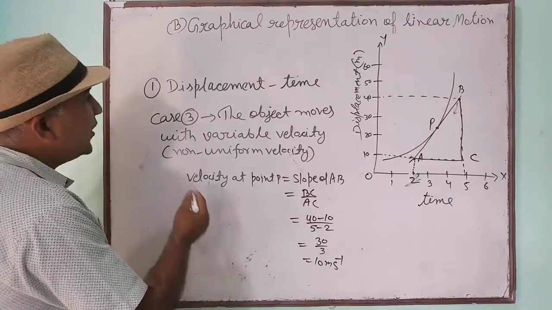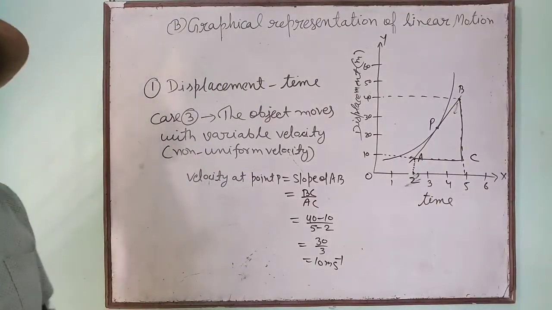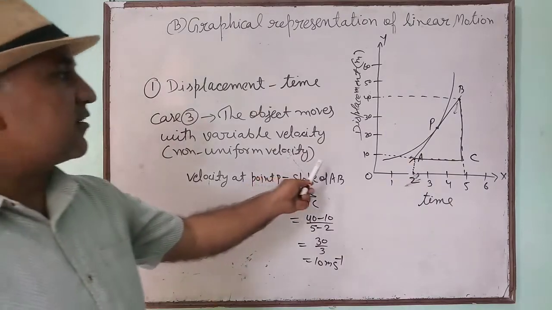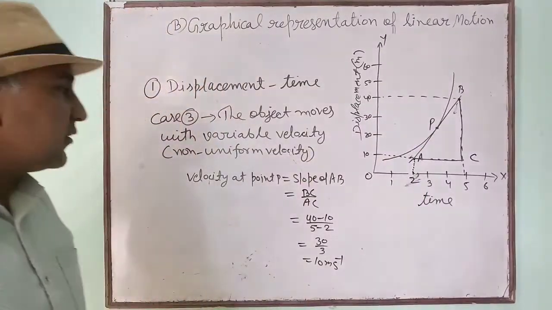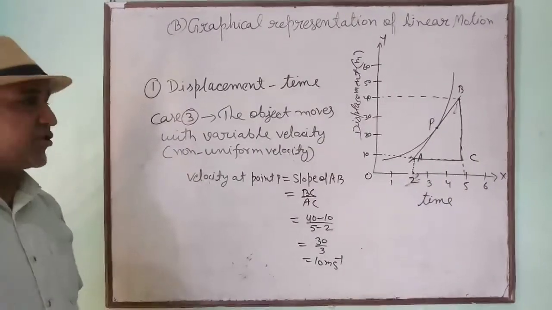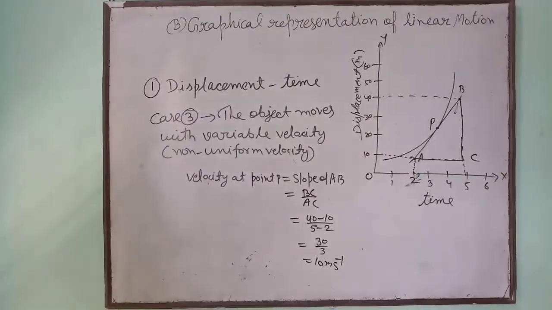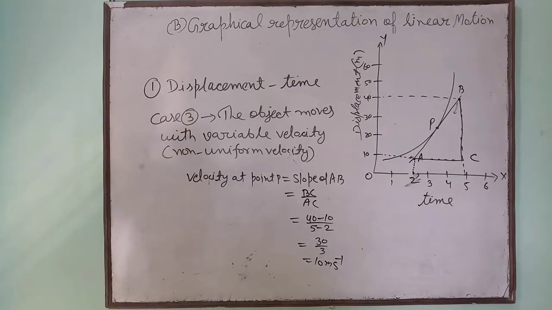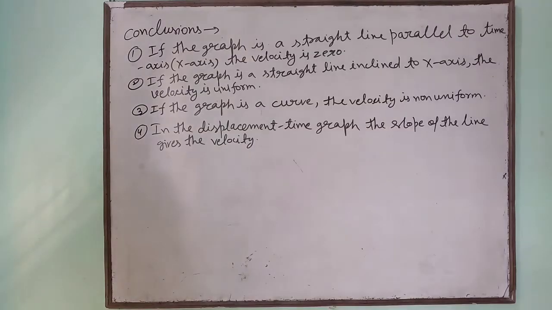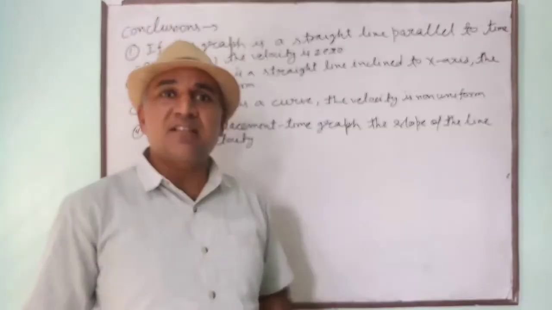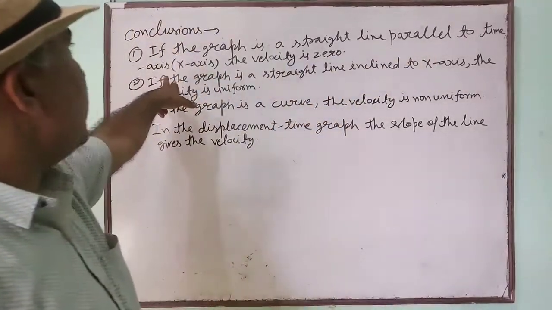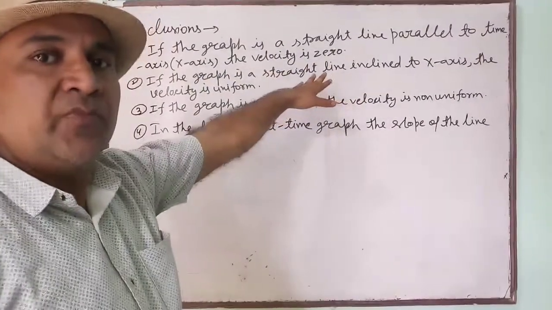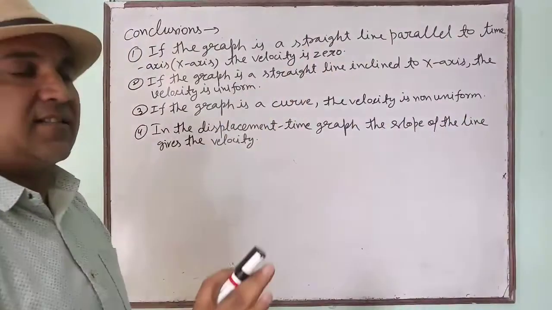Now, what is the conclusion from these 3 graphs? From this graph you are watching that if the graph is curved, you can say that the velocity is non-uniform velocity. Now note down these things. After that we will see the conclusion of these graphs. Now see children, what are the conclusion of these graphs? See here, if the graph is a straight line parallel to time axis, the velocity is 0. Velocity is 0 if the graph is parallel to x-axis.